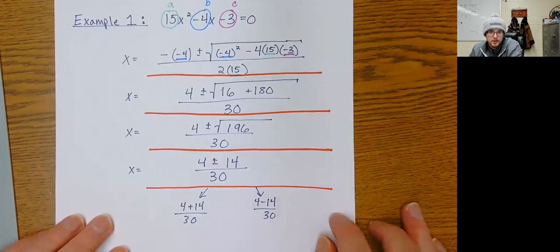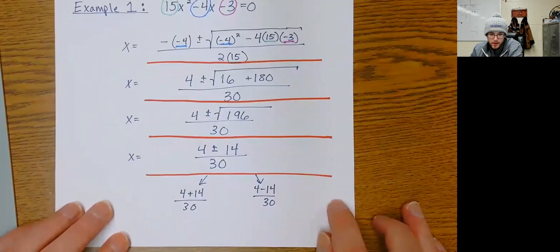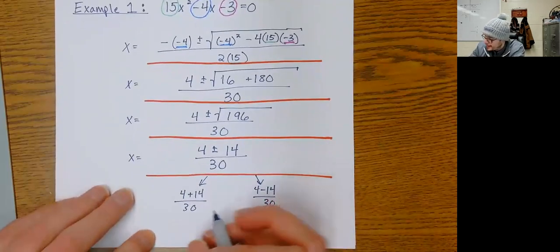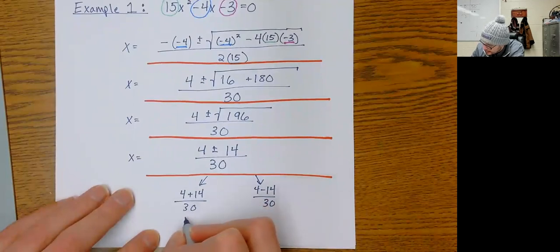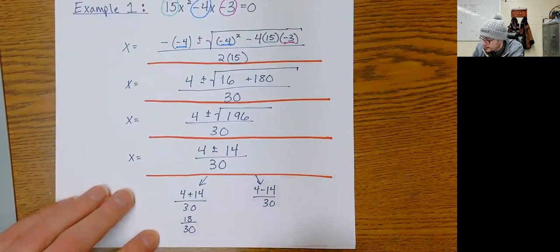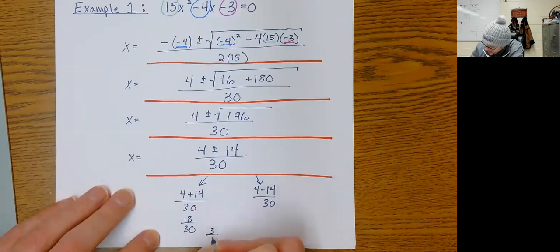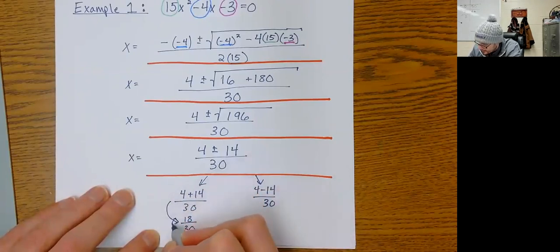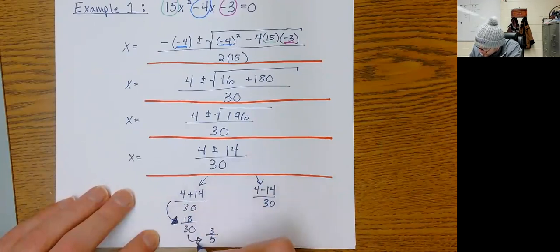What do we get here? So 4 plus 14 is 18. So I'm kind of running out of room on this problem. We're going to get 18 thirtieths, and then 18 thirtieths is going to simplify to be, what can I divide out of that? I can divide a 6 out of it. 6 goes into 18 and 30. So 3/5. So that goes to there, that goes to there. Terrible error. Okay.